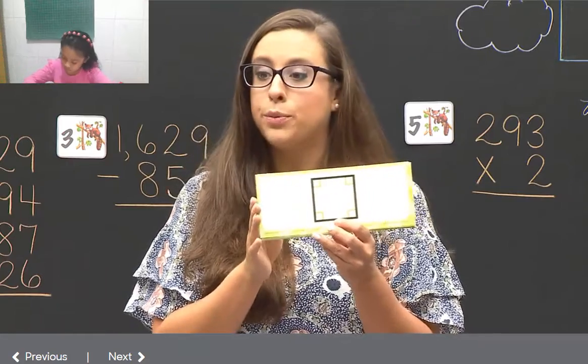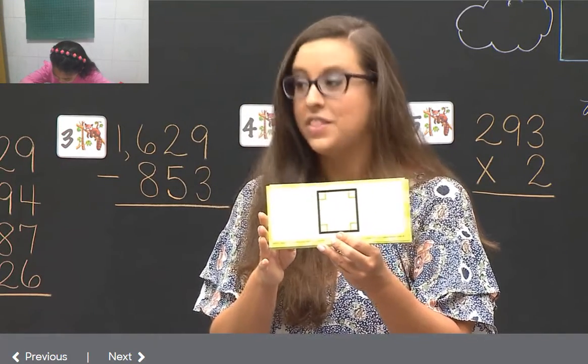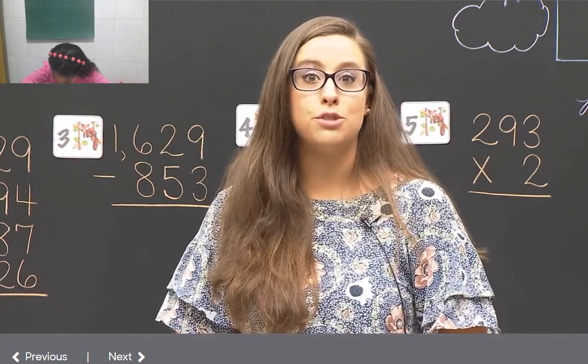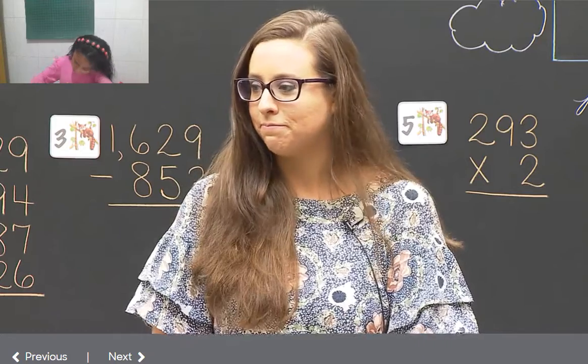A square. Yes. How many right angles in a square, Adriana? 4. That is correct. Now take out a scrap sheet of paper and a pencil. We're going to do some rounding.